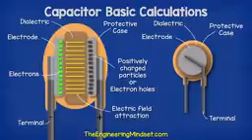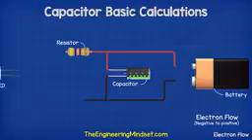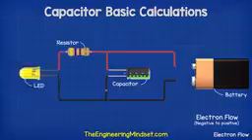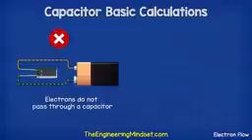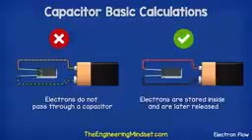These electrons are held in place, and the capacitor can hold this charge for very long periods of time. When given a path, they will discharge until the capacitor is empty. Electrons do not pass through the capacitor, they simply build up inside and are then released.